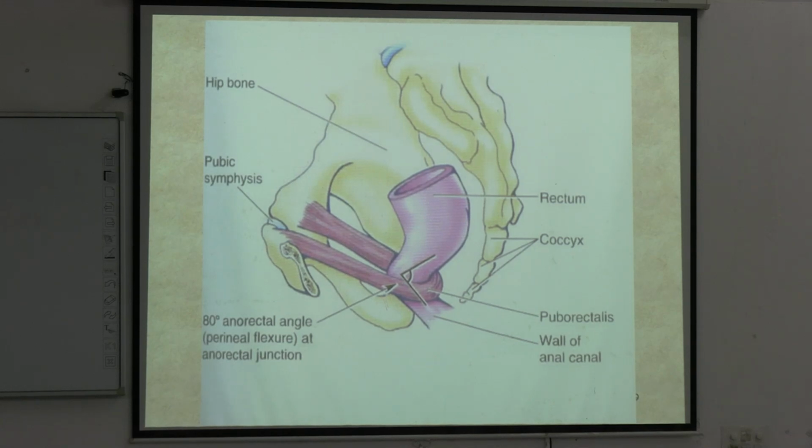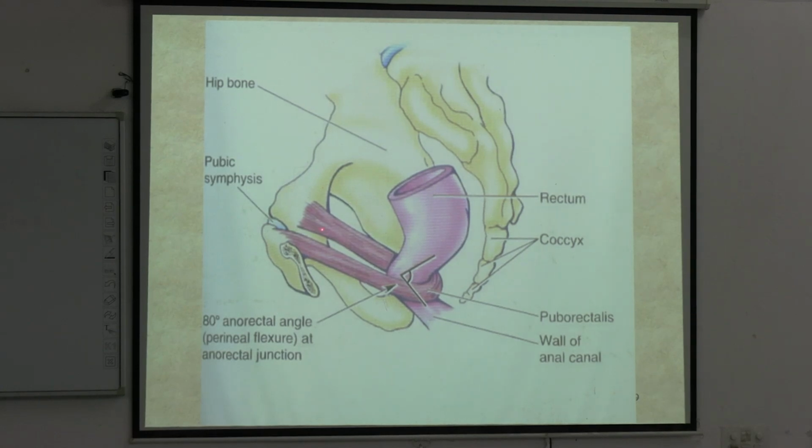When this happens in children, it is because these muscles are not developed. So if children pass too much stool due to any kind of abdominal disease, rectal prolapse happens. Children come more often with rectal prolapse.